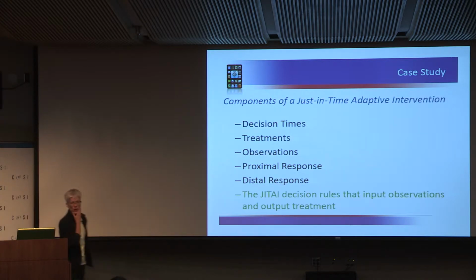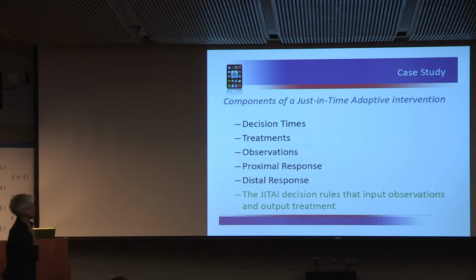So let's go through the components of a just-in-time adaptive intervention. There's the decision times. In the case of HeartSteps, these were 5 times a day. Now, in other studies, they may be at very fine intervals of time. For example, in one of the MD2K studies, a smoking cessation study, they're every minute. So it really depends on the dynamics of the problem.